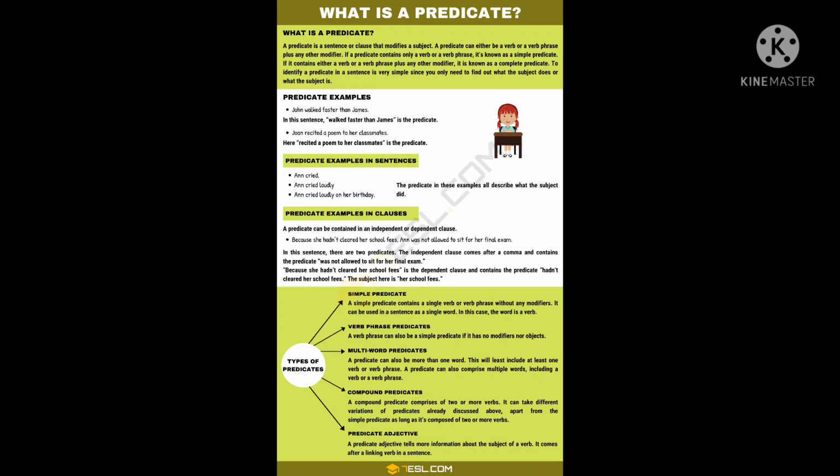Let us observe a few examples here. First example: a boy is looking to hide himself during the rain. In this sentence, a boy is the subject and is looking to hide himself during the rain is the predicate. Looking to hide himself is the action word in the statement.